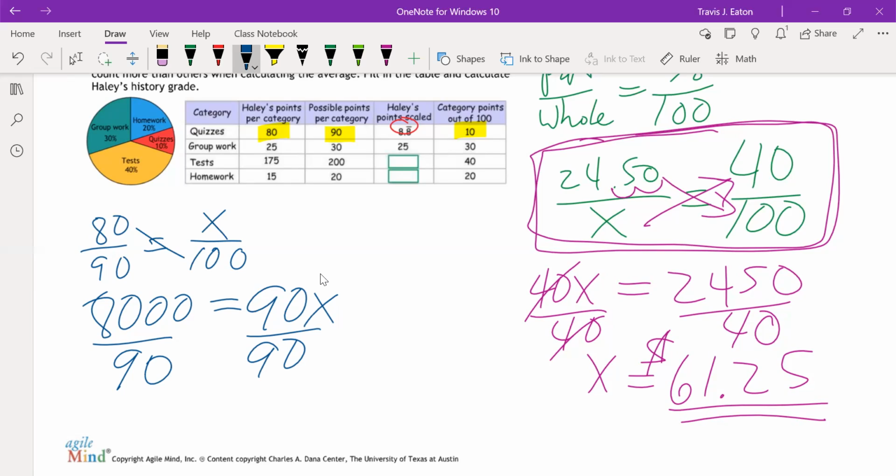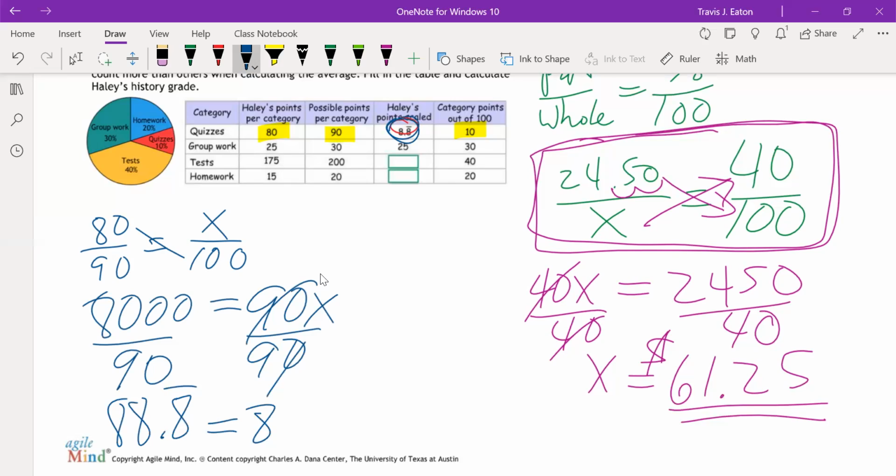And that equals x is 88.8 repeating. So what she scored was 88.8% in that particular category, but you'll notice that her scaled points is 8.8.